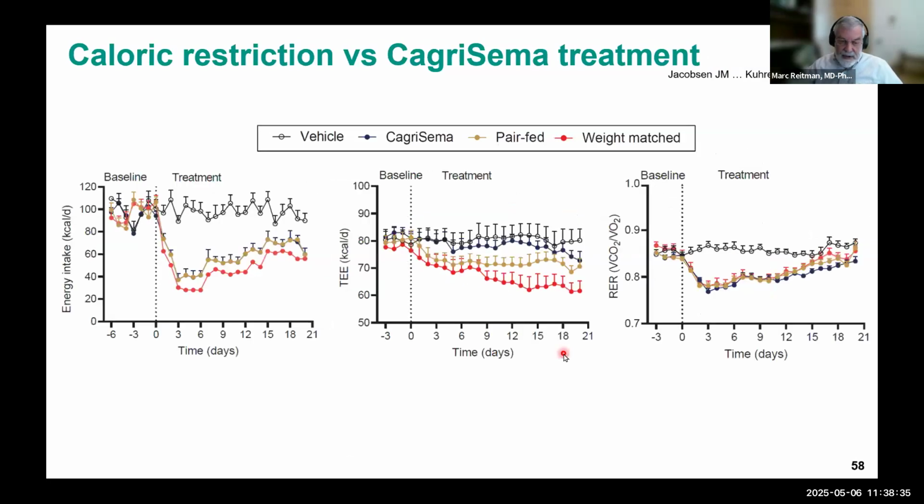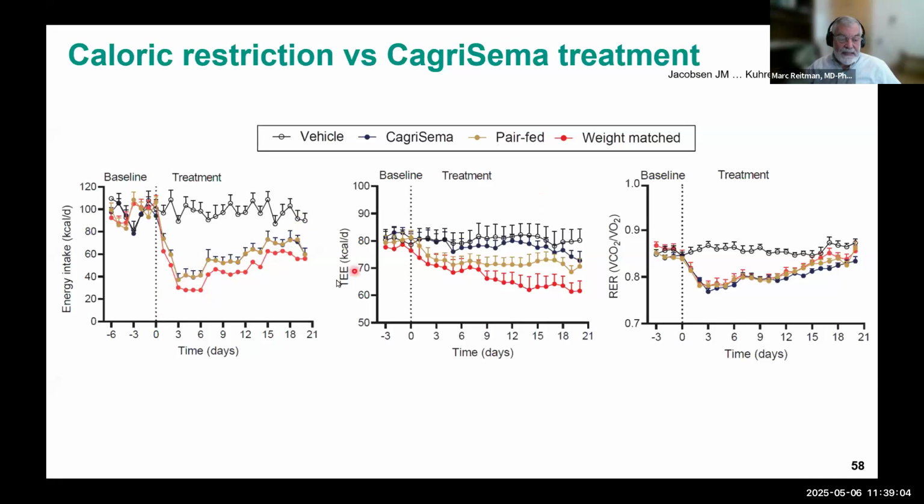And again, I showed you just basically the first and last before, but this shows you a time course of what CagriSema treatment does to food intake. And you see that it causes a massive reduction in food intake that gradually recovers, but not completely, by the end of the 3-week treatment. Whereas here's the weight match group and here's the pair-fed group overlapping CagriSema.